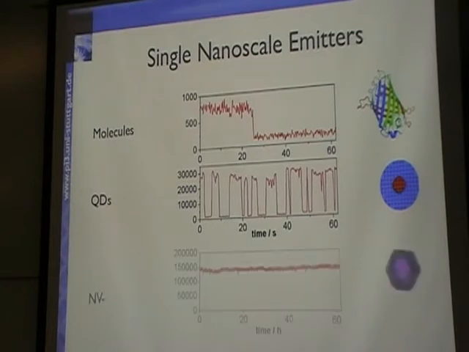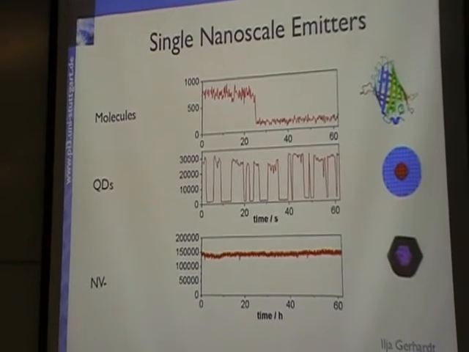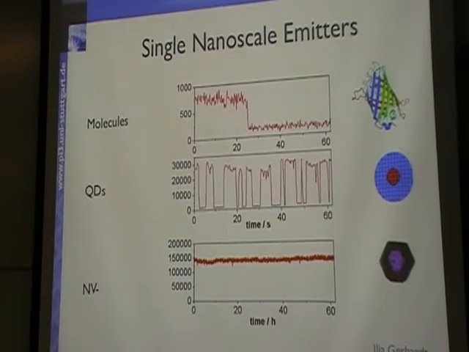For the NV center, it's pretty nice. If you look at the timescale, this is in seconds. Here, for example, with the GFP, you have a few seconds where you can perform research. With quantum dots, you have this blinking behavior, also on the timescale of seconds, and this is on the timescale of hours. So there's just no way really to kill an NV minus center.